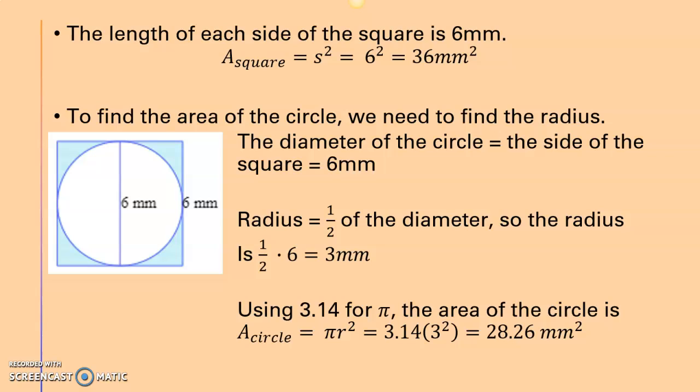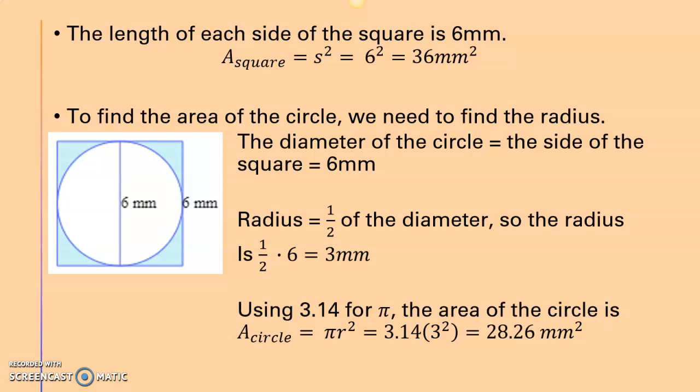Then we need to find the area of the circle. Since we know that the side of the square is 6 millimeters, that would be equivalent to the diameter of the circle. The formula for the area of a circle is pi r squared. Well, we know that the diameter is 6 millimeters. The radius is half of the diameter, so that means that the radius would be 3 millimeters.